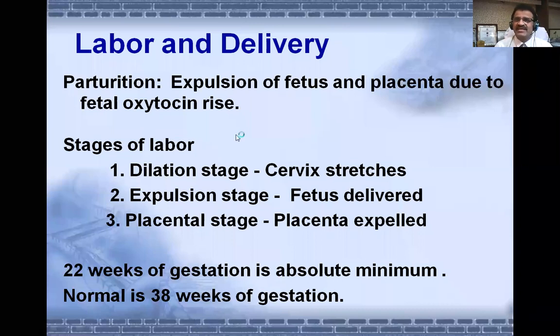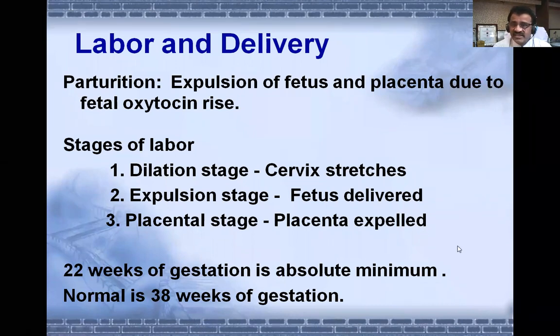Labor is in 3 stages. First is dilatation of the cervix, second is expulsion of the fetus, and third is expulsion of the placenta. So it happens in three stages: stage of dilatation, stage of expulsion, and stage of placental expulsion. Cervix is the lower part of the uterus which gets stretched or dilated, and then the fetus comes out. After that, the placenta comes out, and the process of labor gets completed.